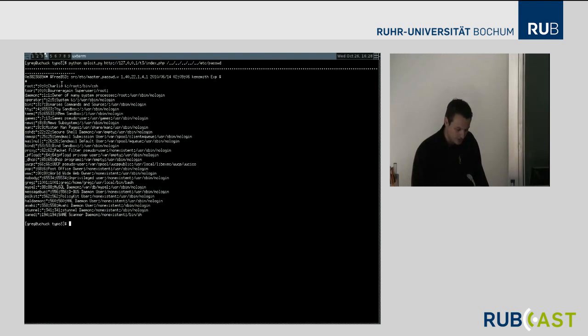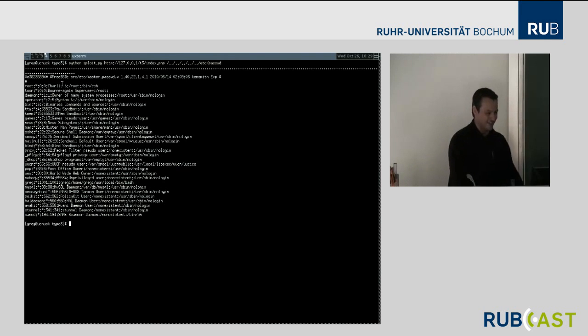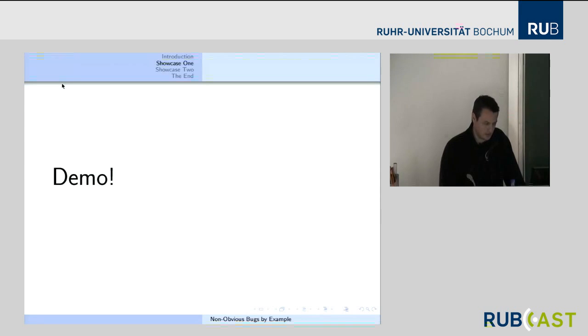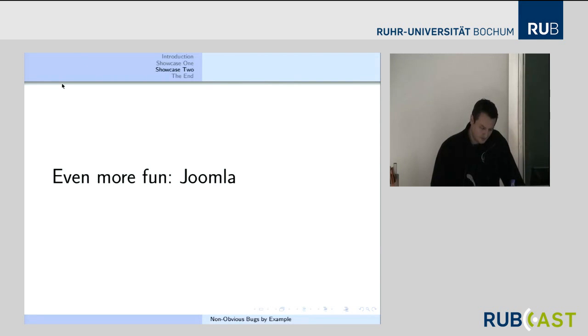This is my passwd. Lucky me, the real passwords are not here. Okay, so you see it works. You see I can retrieve arbitrary files from the server, and that should probably be it. So this was the first bug. If you like this one, you should sit tight for the second one, which is even more fun.